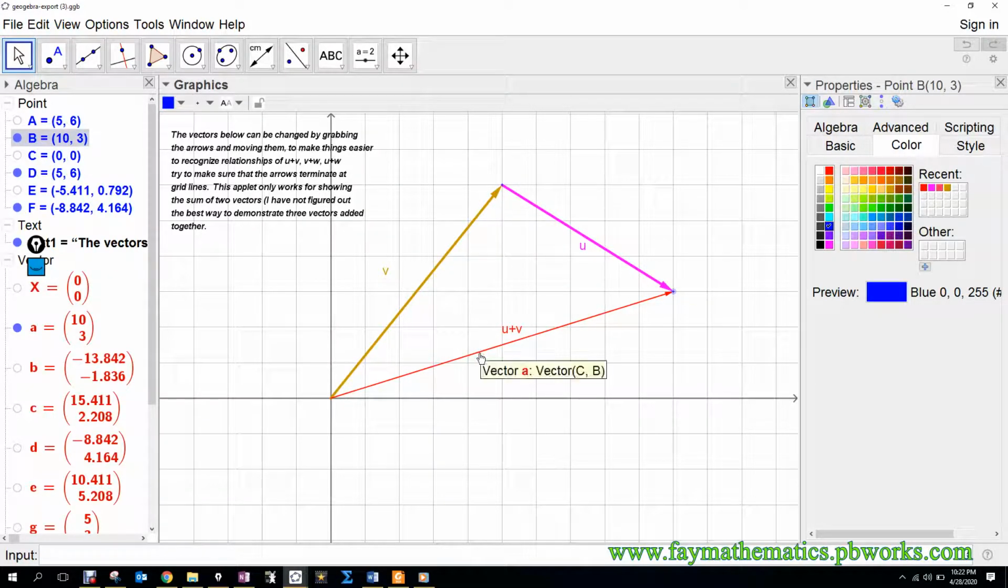Okay. And now what will happen is that we know from geometry that the shortest distance between 2 points is a straight line. So if I want to go from 0, 0 to this position right there efficiently, the best way to do it is go along the red vector. Inefficiently, I'd go along the gold vector followed by the purple vector.